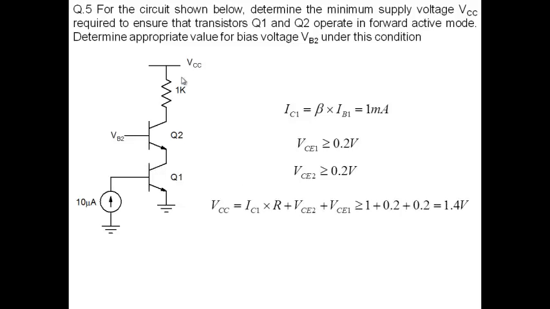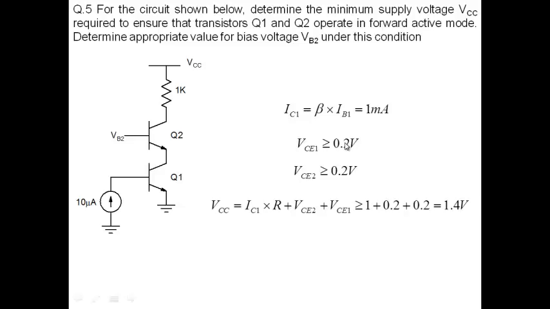Then we can write VCC is IC1 times R plus VCE2 plus VCE1, which must be greater than... note that IC1 is 1 milliampere. IC1 times 1K will give you 1 volt, and this is 0.2. So VCC has to be greater than 1.4 volts. If I apply VCC greater than 1.4 volts, then the transistors Q1 and Q2 will be in active mode.